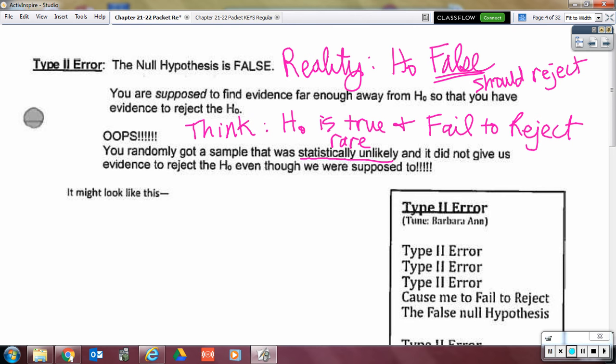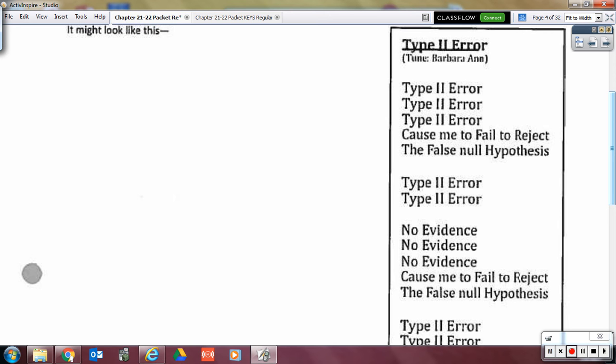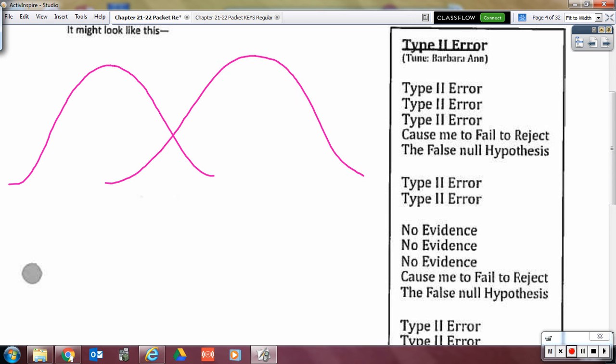Let's show you what that looks like. So I think the H0 is true. The reality is it's false, but I get a sample that makes me think it's true. Here's what it looks like. You have two curves this time. You need to have an overlapping curve. So let's draw an overlapping curve here. Okay?